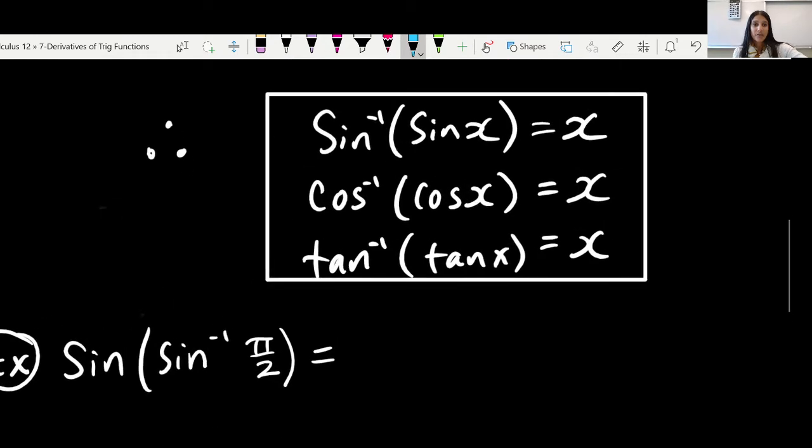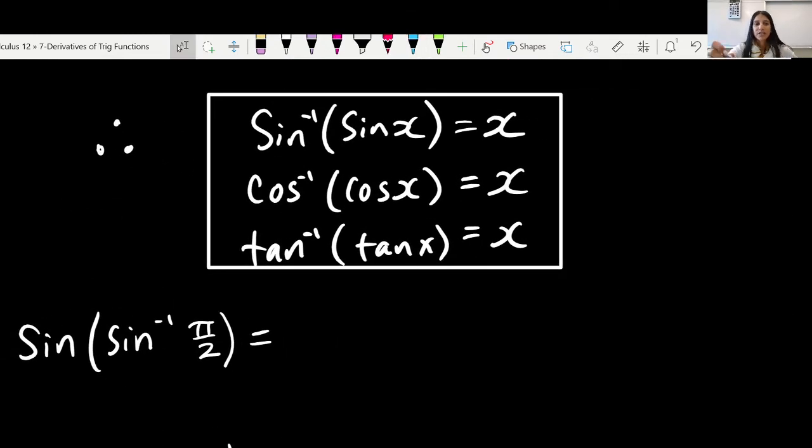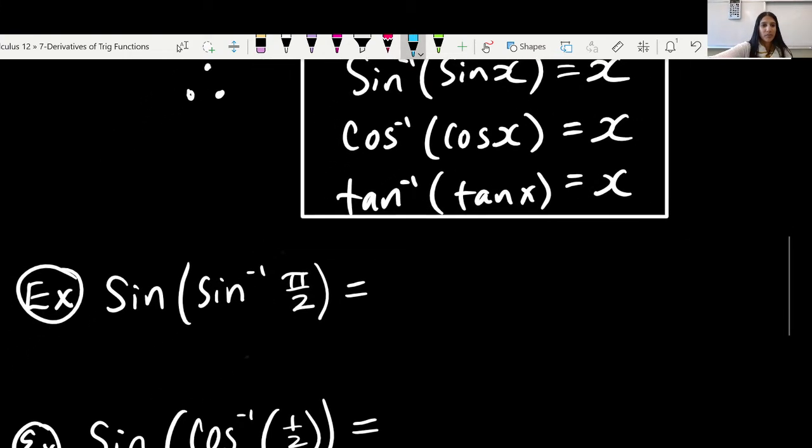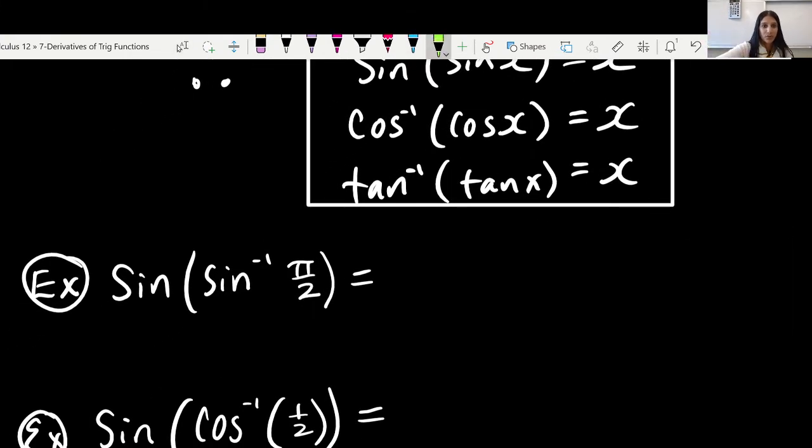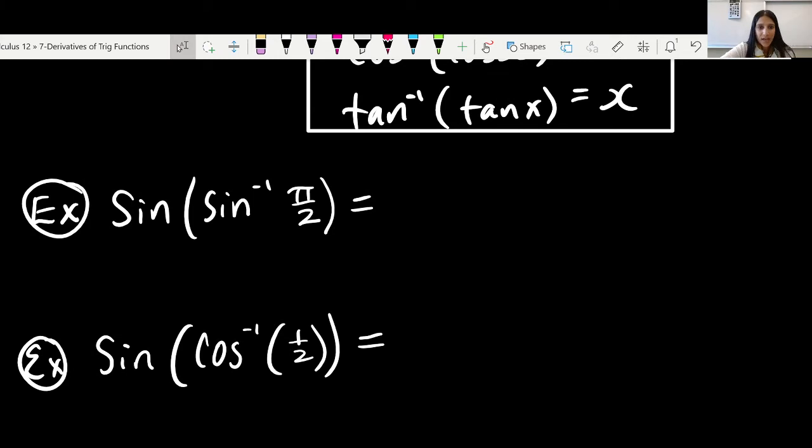Okay, so then if we're dealing with trig functions, I've put it into the box here so that you can just refer to this. If we're taking the inverse of sine x, it all cancels and just leaves us with x. You get the idea. They're all the same. Inverse of cos x is x, and same thing with tan. So applying that principle, let's go through a few of these.